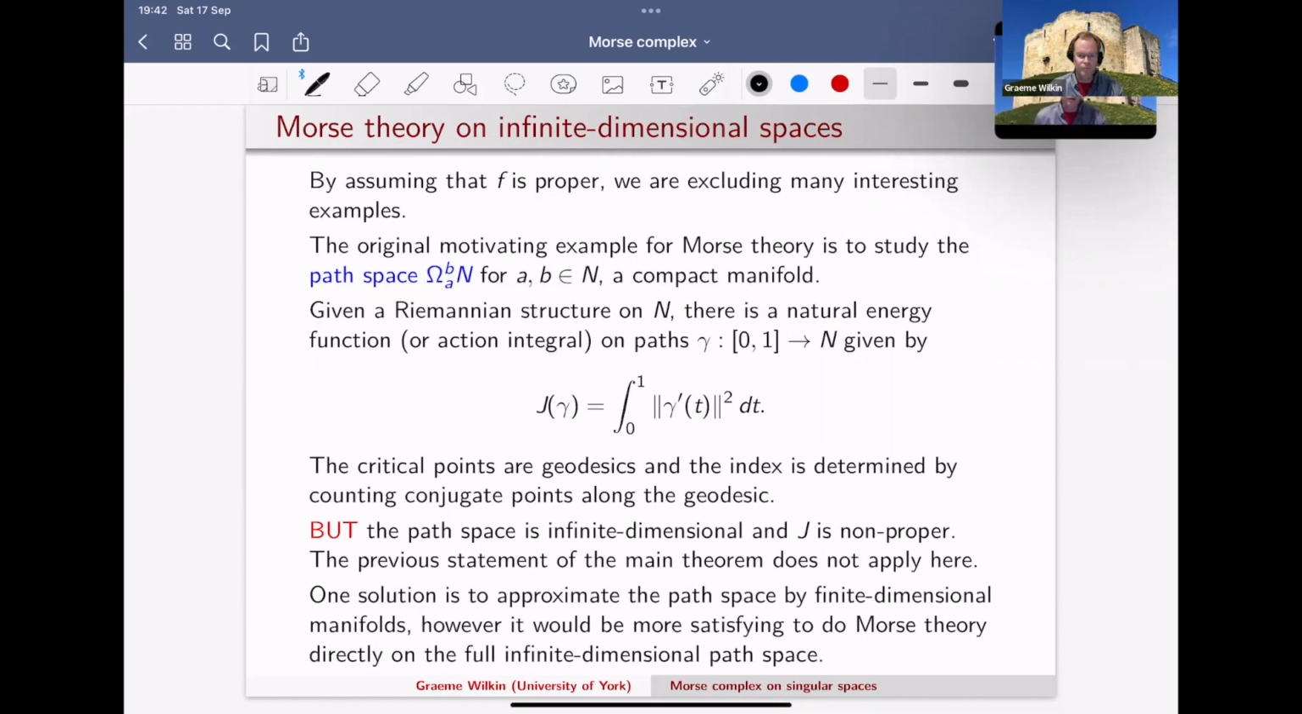And so on this path space, which is infinite dimensional, what we have is this natural energy function, this action integral, just integrating the square of the tangent vector along the path. And it turns out that the critical points of that function correspond to geodesics. So understanding the critical points will tell us about geodesics on the manifold.